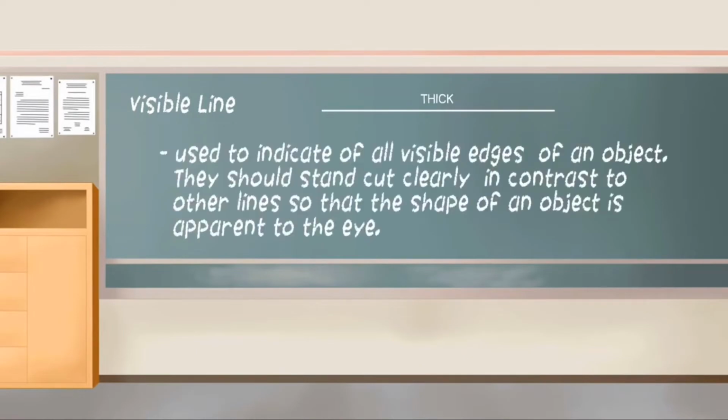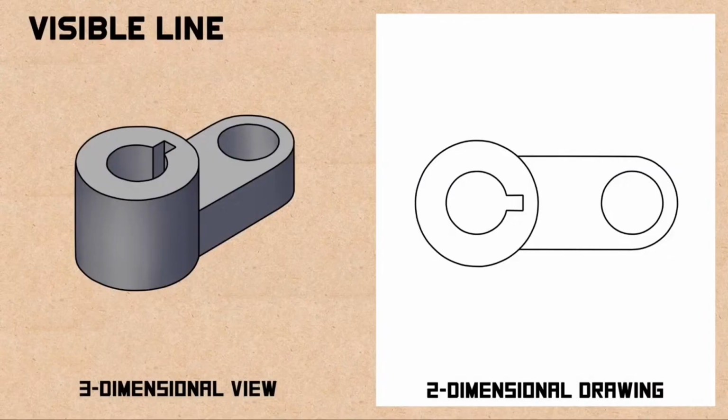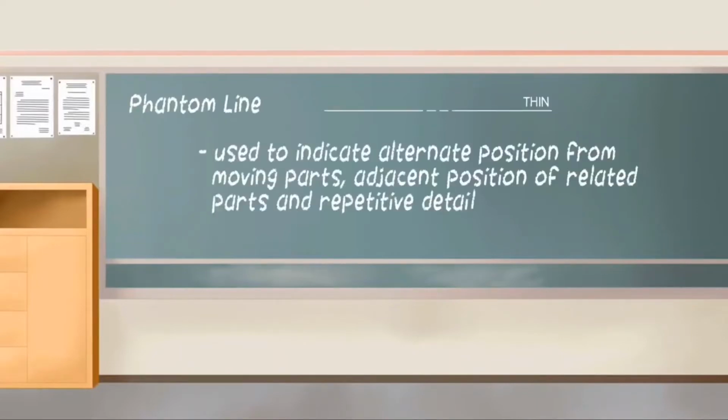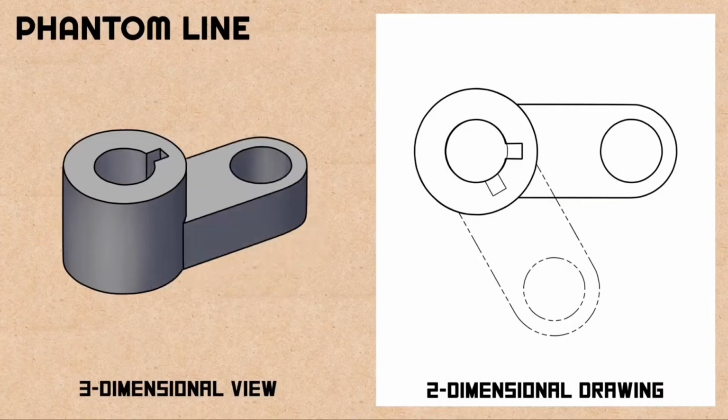Let's start. Visible line. It is a thick line used to indicate all visible edges of an object. They should stand out clearly in contrast to other lines so that the shape of an object is apparent to the eye. Phantom line. It is a thin line used to indicate alternate positions of moving parts, adjacent positions of related parts, and repetitive detail.